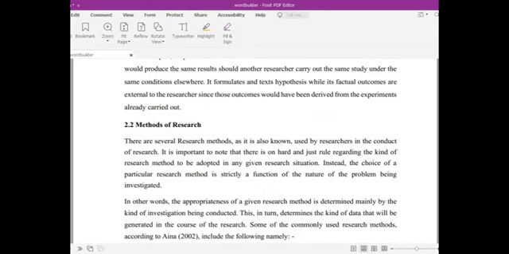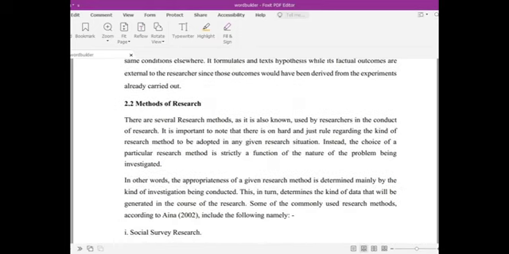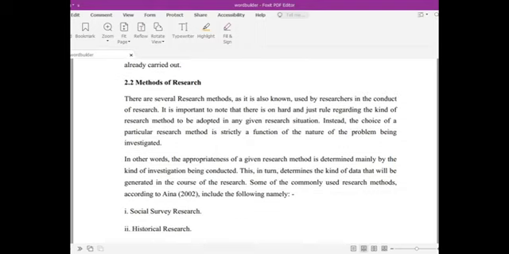Remember what we said before? Each type of research has its own method. Every type of research has the particular methods that are used to run that research. That is what we have here, that instead the choice of a particular research method is strictly a function of the nature of the problem being investigated. So it's strictly a function of the type of research.